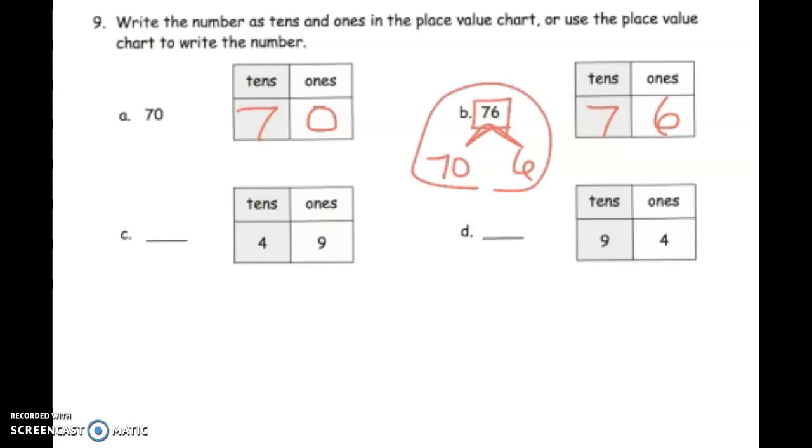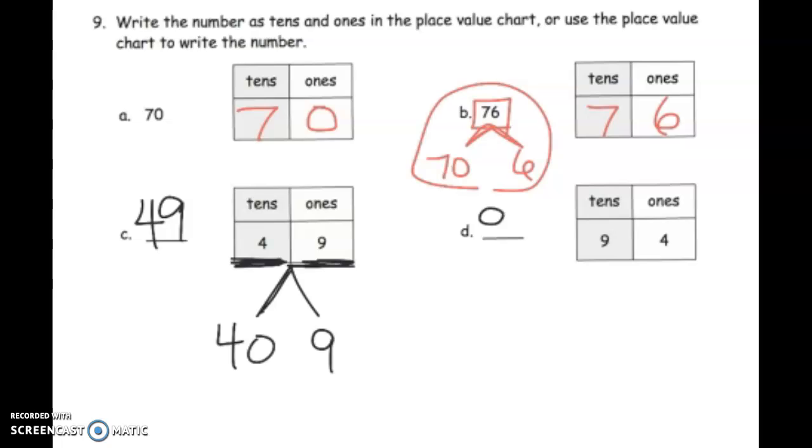This part is purely optional. That's just adding to the understanding. Now, here, 4 tens and 9 ones. What does that mean? Well, that means we have 49. But parents and teachers, if you want, help your students understand that this 4 means we have 40, and this 9 means we have 9. So we have 40 plus 9. And the last one is 94.